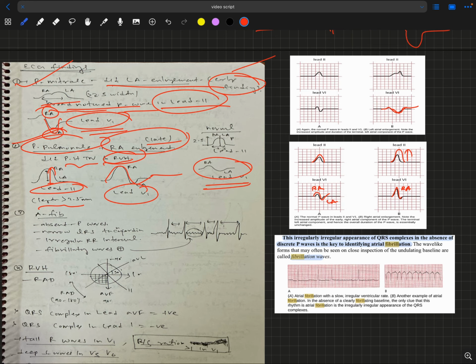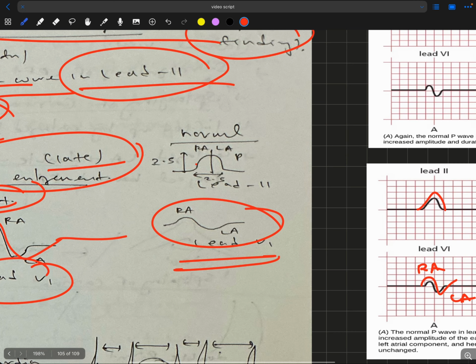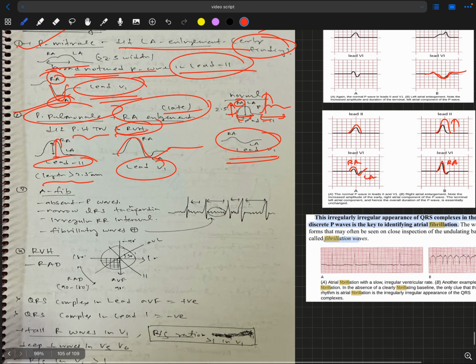In lead V1 normally it is like this. Normally the breadth is 2.5 small squares and the height is also 2.5 small squares. Now in case of RA hypertrophy, the height is increasing. In case of LA hypertrophy, the breadth is increasing with a notched P wave. So these are the P wave voltage changes.